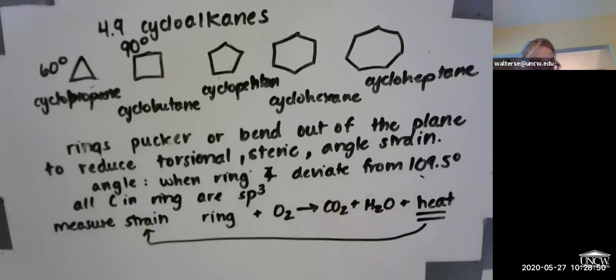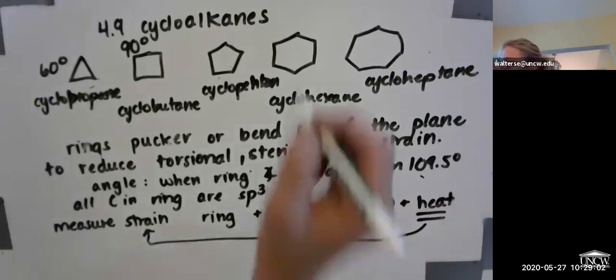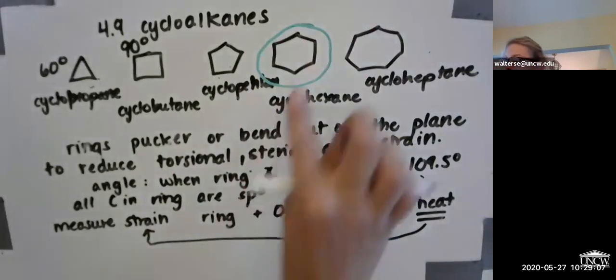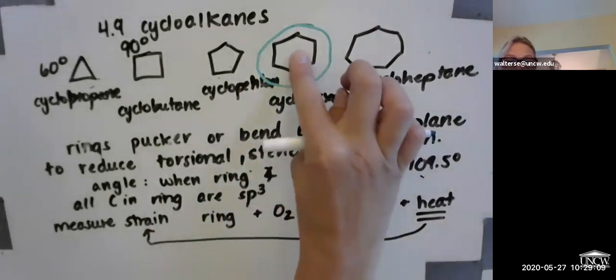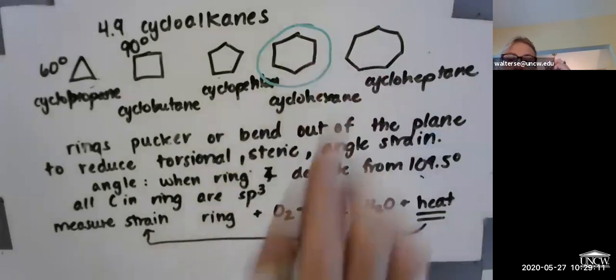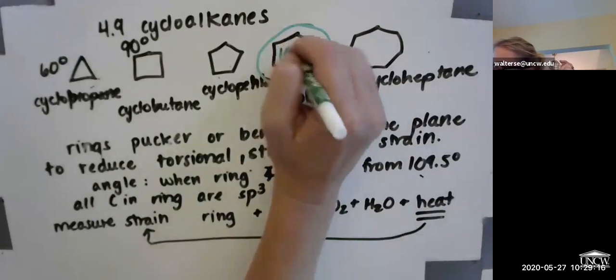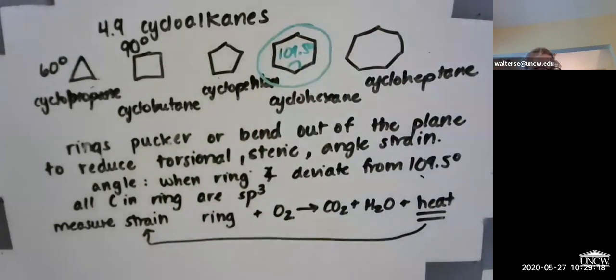So in the interest of time, we're going to skip the slide that shows you the small 3, 4, and 5 membered rings puckering out of the plane. And we're just going to go straight to cyclohexane, because cyclohexane is the most important biologically relevant ring. And it puckers and bends out of plane so that these angles are 109.5 degrees. They don't look like they could be, but they are when the ring is out of plane.